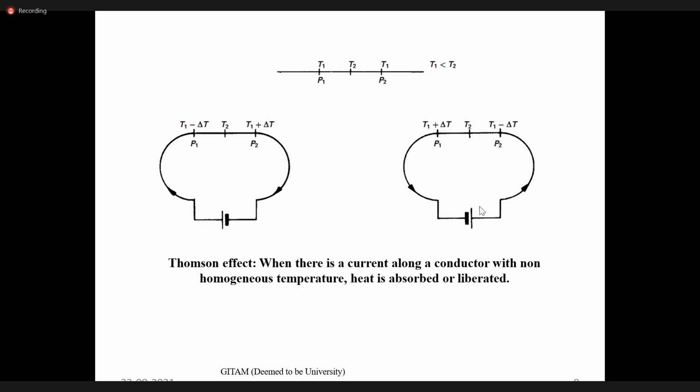And in this figure, current flow is reversed from the first one. But heat energy is flowing from high temperature to low temperature. So this figure shows the Thomson effect.